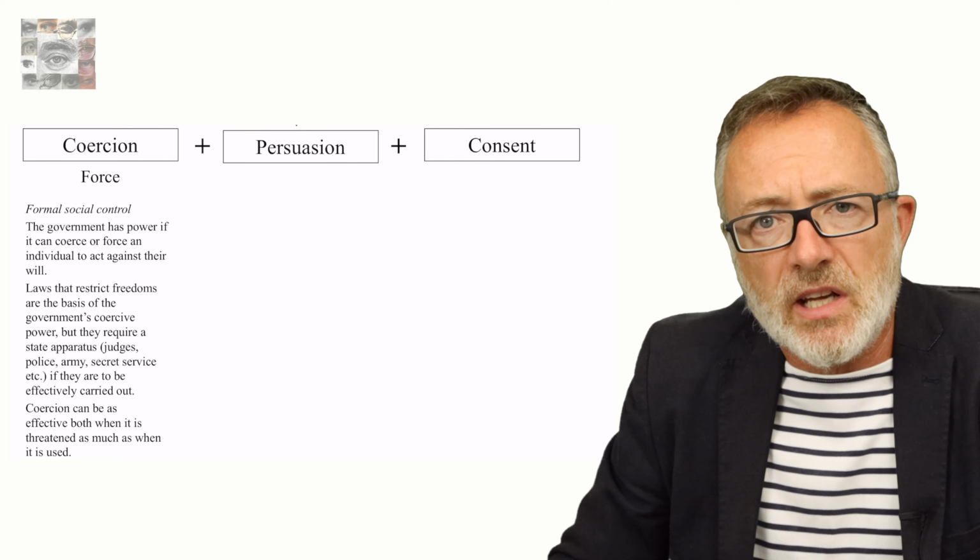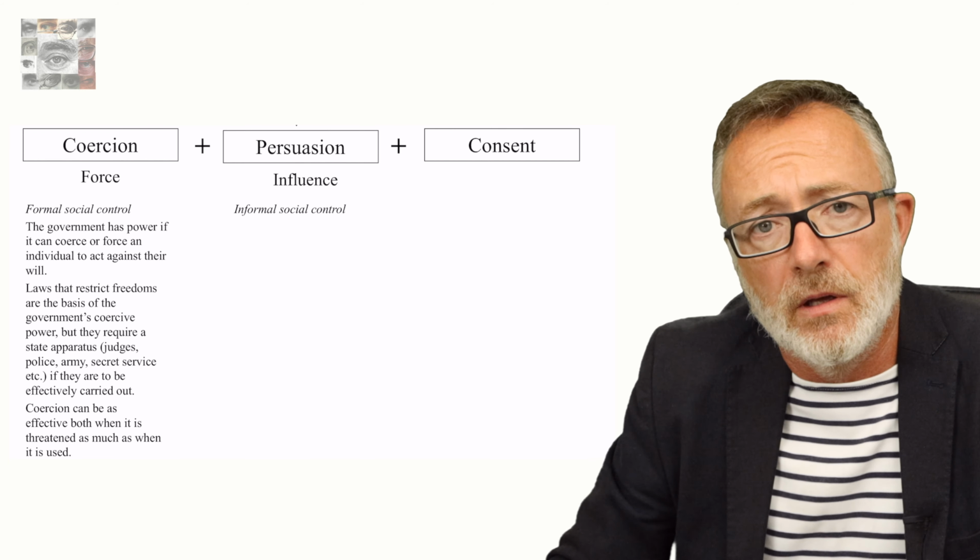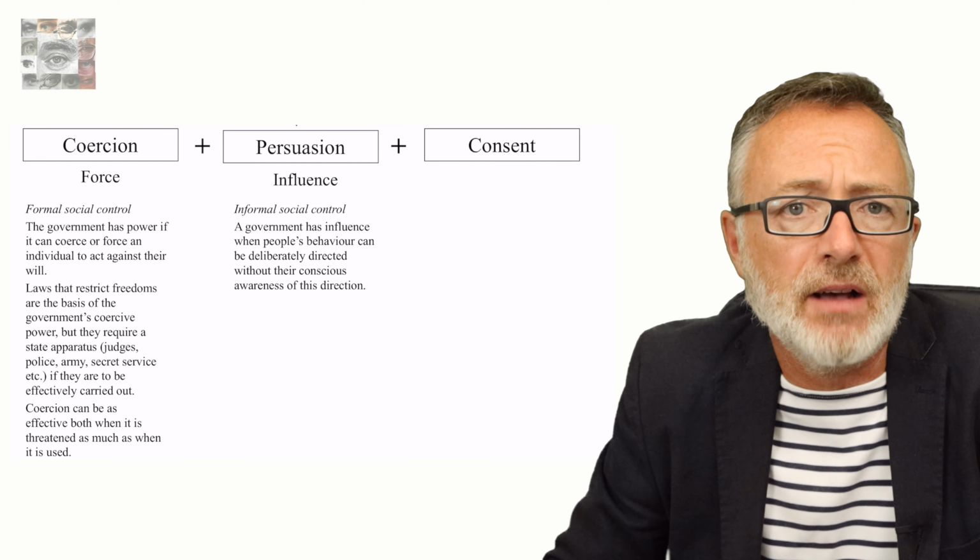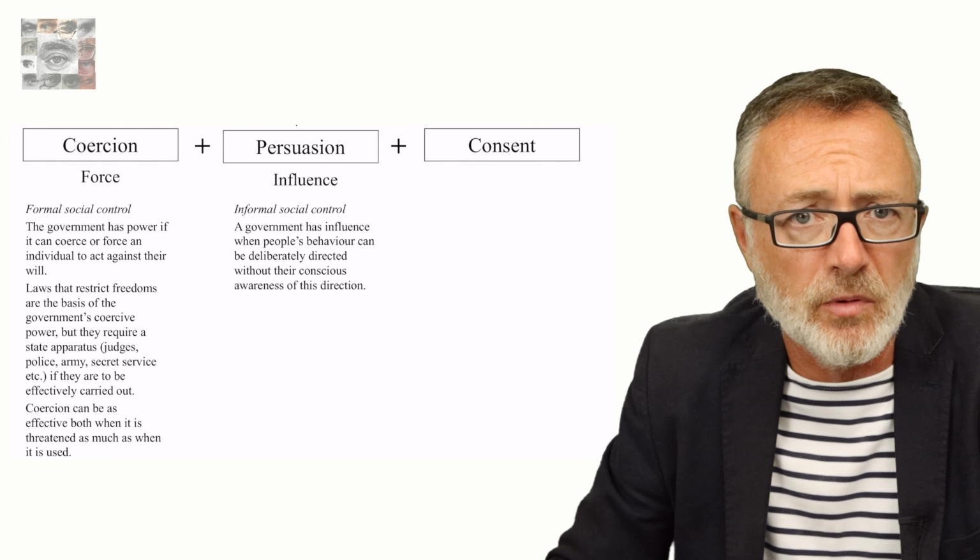The second means through which the state controls the individual citizen is through persuasion or influence. This is what sociologists call informal social control. Now, a state and its government have effective influence when people and their behaviour can be deliberately directed without their conscious awareness of this direction.